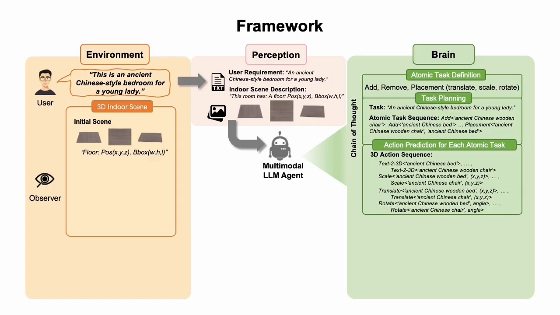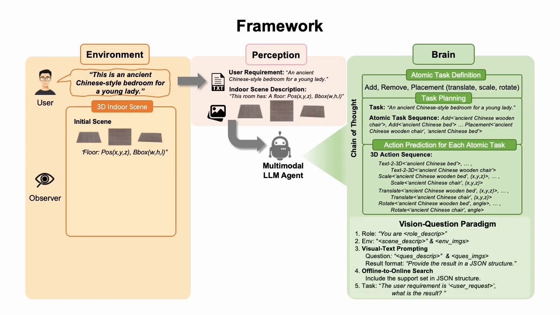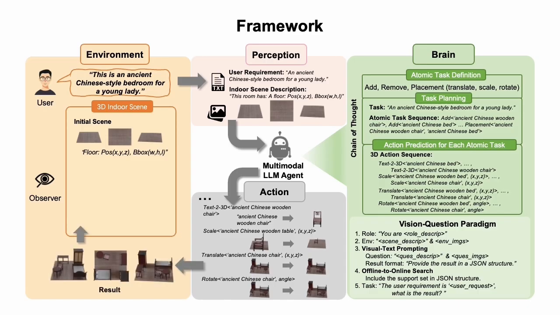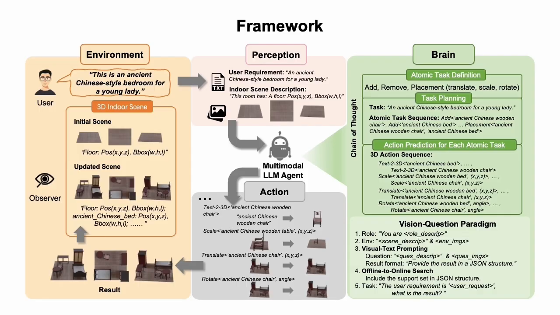All interactions with the multimodal large language model adhere to the vision question paradigm, which encompasses two primary techniques: a visual text prompting technique to aid the agent in reasoning and decision-making, and an offline to online search method to provide the support set for the prompting. These actions are carried out in the Action module, ultimately altering the UI environment. Users can see the updated 3D indoor scene and continue providing new requirements.